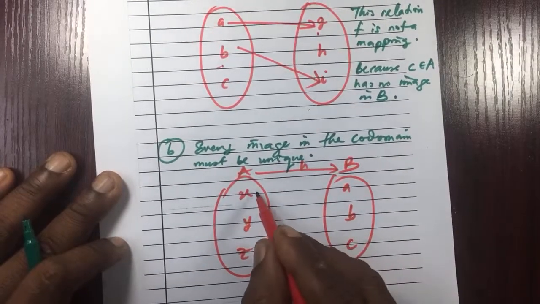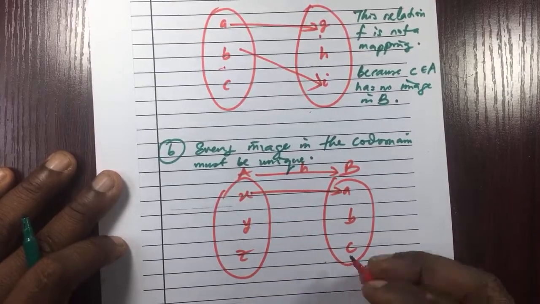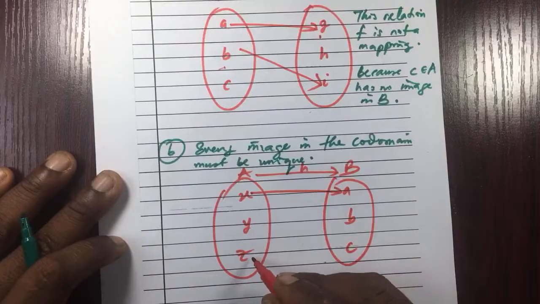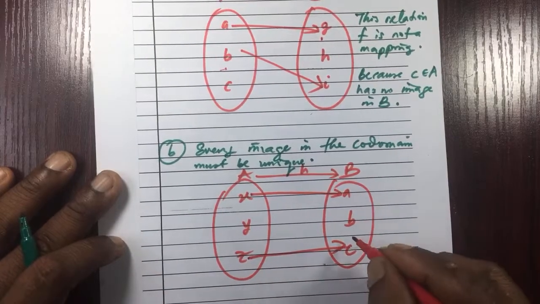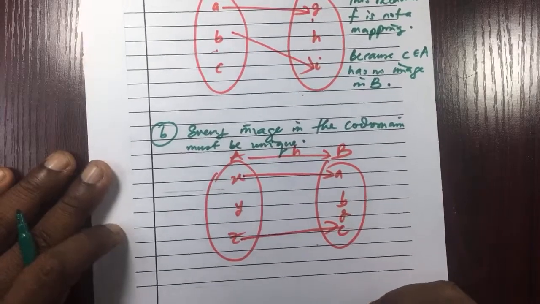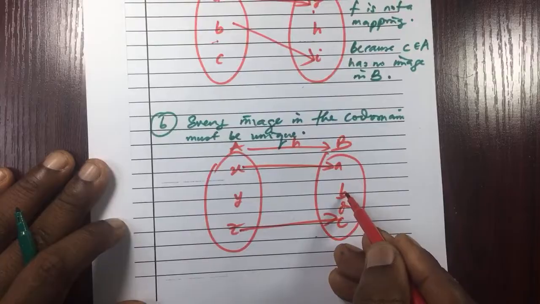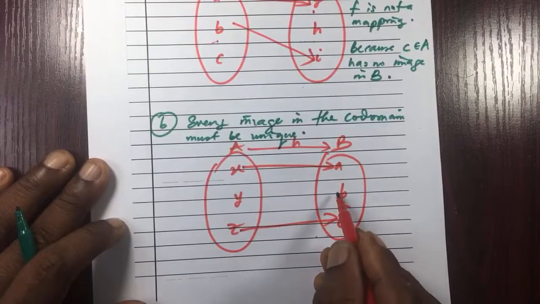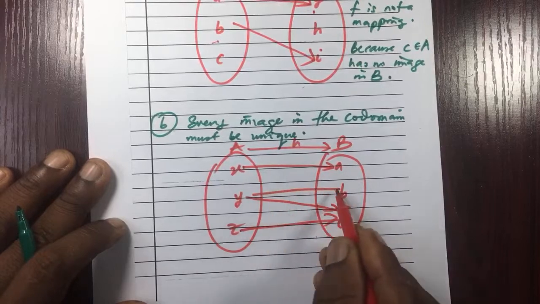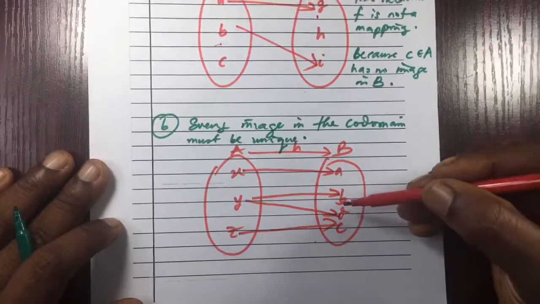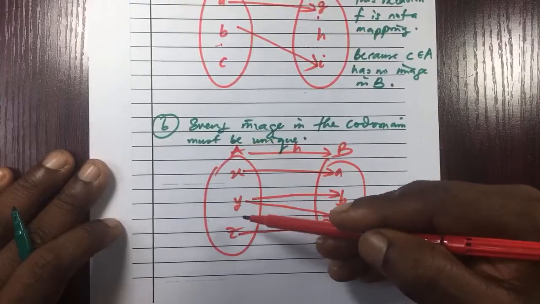Now, I could have this, and I could also have this. Let me introduce another element D. So if I have an element D in B and an element small b in B, such that these two images are assigned to A, immediately you have two or more images assigned to one element in the domain.